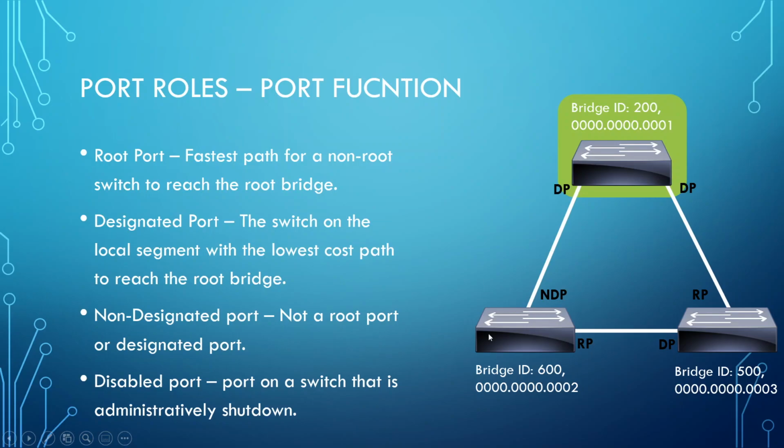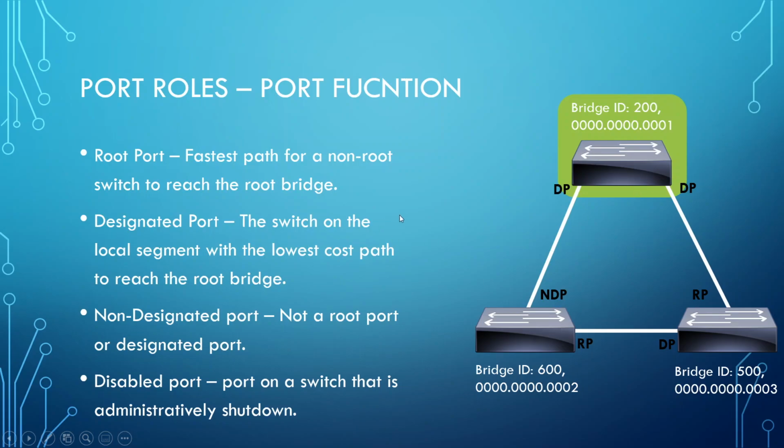As an example, this switch has got a root port and so does this switch. This port is counted as the root port because it is included as part of the lowest cost path presented to this switch to reach the root bridge. This port is also another feasible way to reach the root bridge, but it has a higher STP cost than this path. That's the reason why this path is chosen.